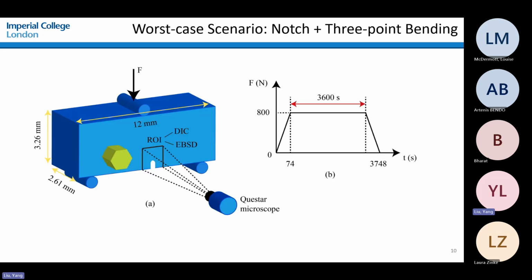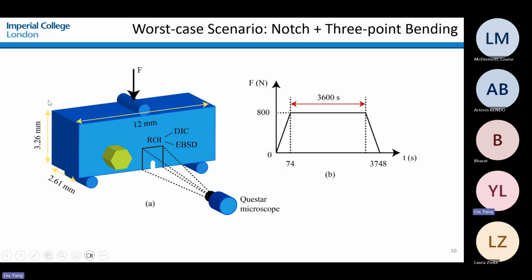So first we want to understand something before we go into the hydrides, which is the material itself, the Zircaloy material. And we want to input a worst case scenario where there's already a notch in the sample, and that can raise the stress intensity similar to the case in a cladding material.